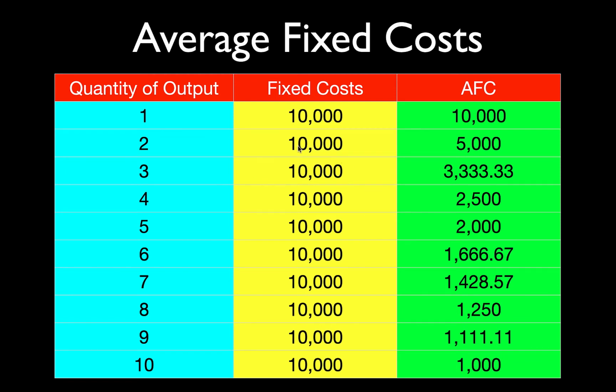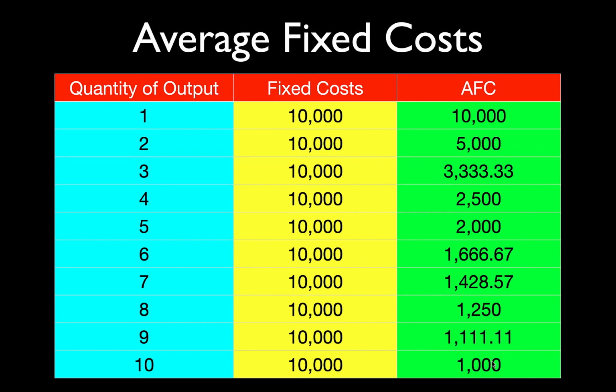Well, if we produce 2 units, 2 computers like we were in the last example, well then that's 10,000 divided by 2, which is 5,000. So as we produce more and more units, our average fixed costs fall. If we produce 5 computers, 10,000 divided by 5 is 2,000. So what I want you to see is as output expands, our average fixed cost is constantly falling.